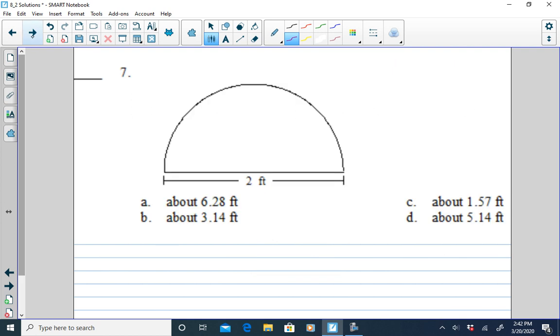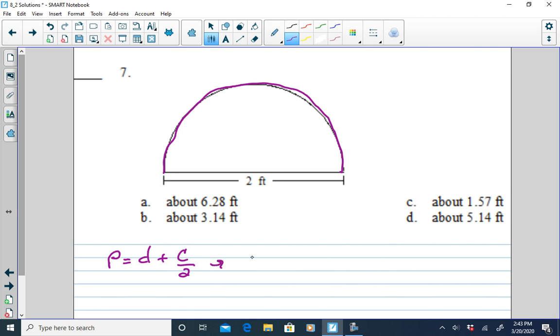Alright. Okay, here's question 7. We have a semicircle. We're asked to find the perimeter of the semicircle. We're given this distance here, but we still need to find this distance here. So the perimeter is going to be equal to the diameter that we're given plus the circumference divided by 2 because we only need half of that distance.